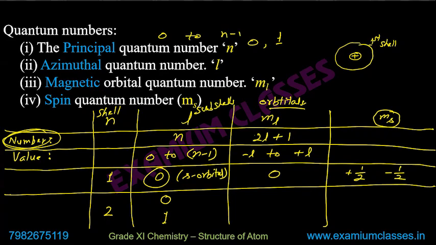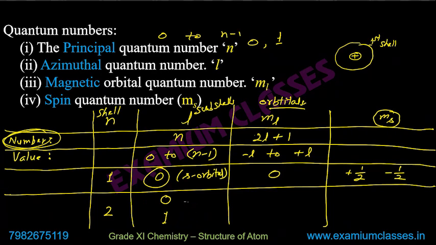This is represented as s orbital. 1 is given a letter p orbital. Okay, s orbital, p orbital. We will be talking about shortly the letters. Till now it is sufficient if you just remember this.